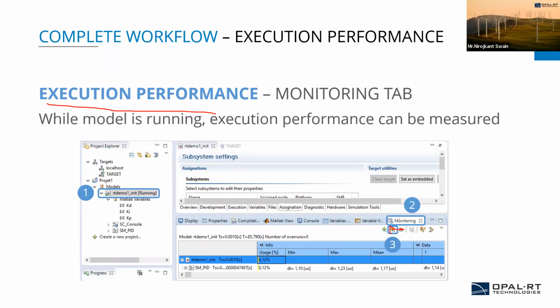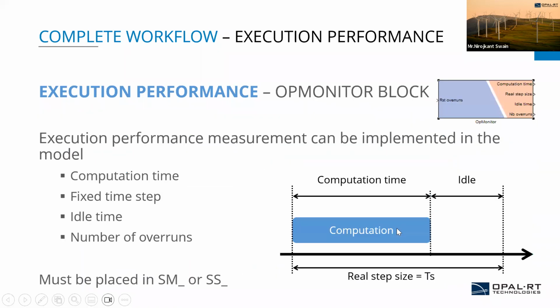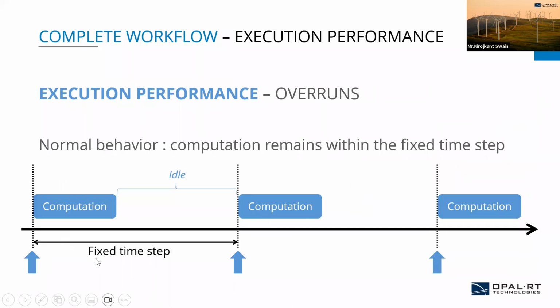And also we can see here our execution time, computation time, idle time, and total sampling time. We can see in this monitoring tab. We can also use this execution performance block for seeing computation time, real step size, idle time, overrun. What is idle time? This is your fixed time and this is your computation time. The remaining time we call idle time.